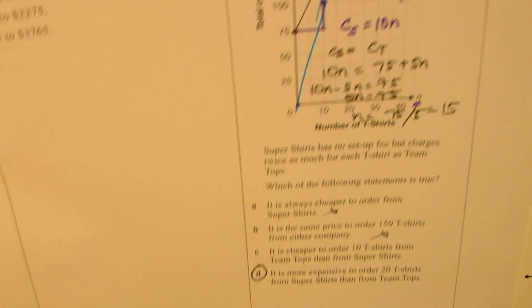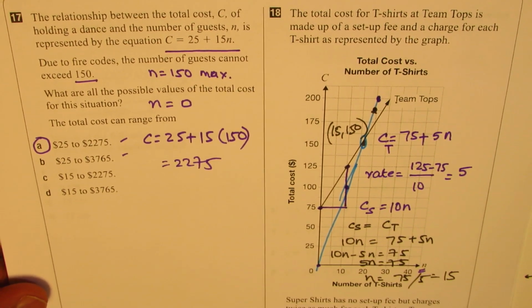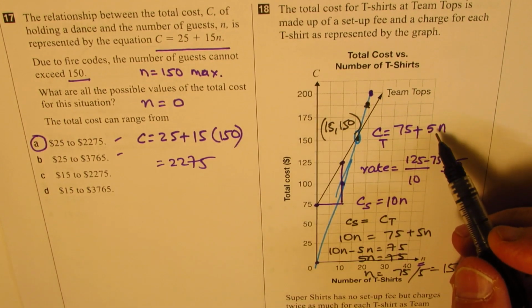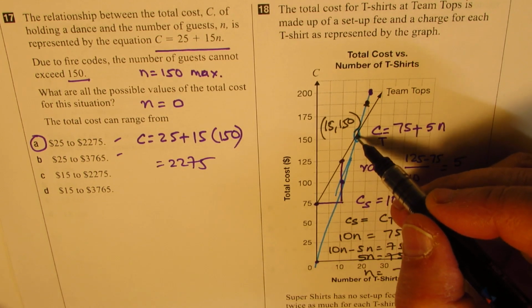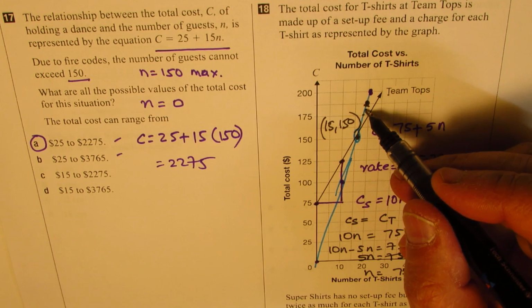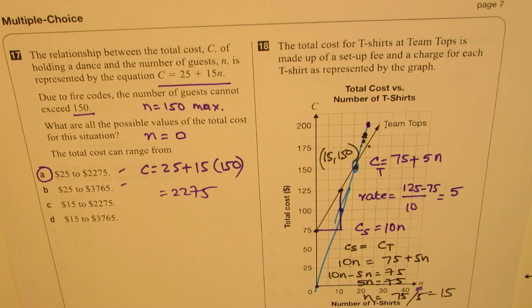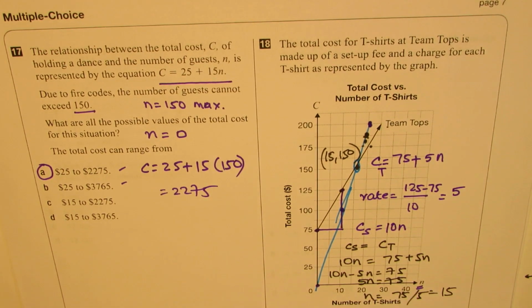Does it make sense to you? So the idea here is that from the given condition, you may or may not find the equations, but you could at least find the rate. Once you have the rate, you can draw the line. We know for 15 shirts, it is the same cost. Beyond 15, the Super Shirts is more expensive, and that is your option D. Perfect. So that is how we are going to answer this question. Now let's see the next one.